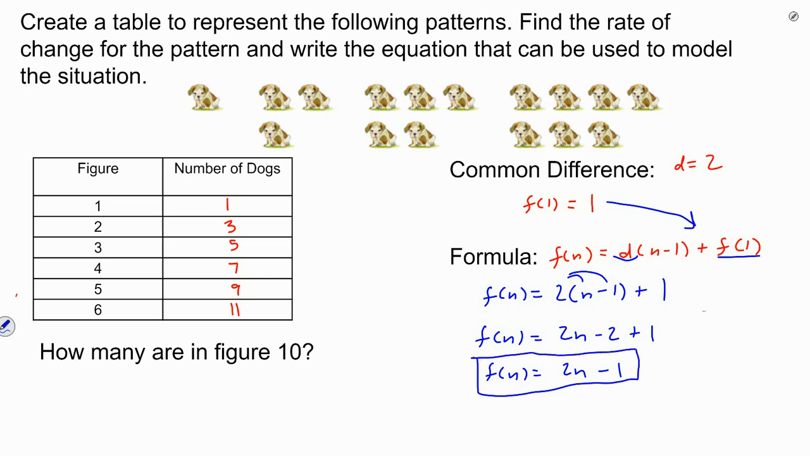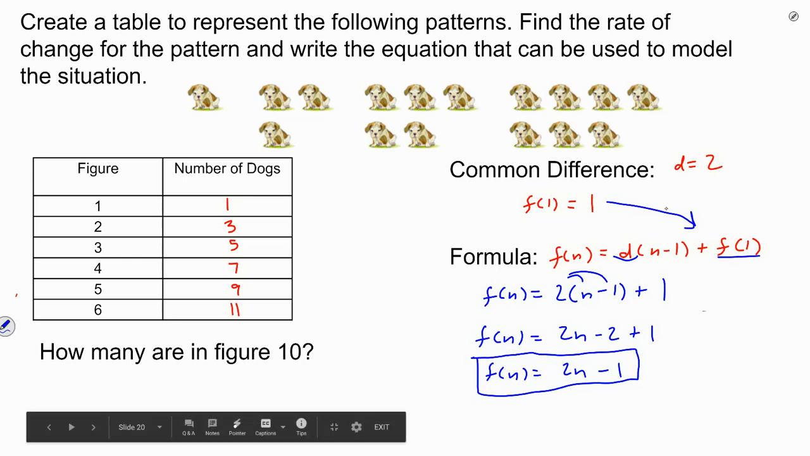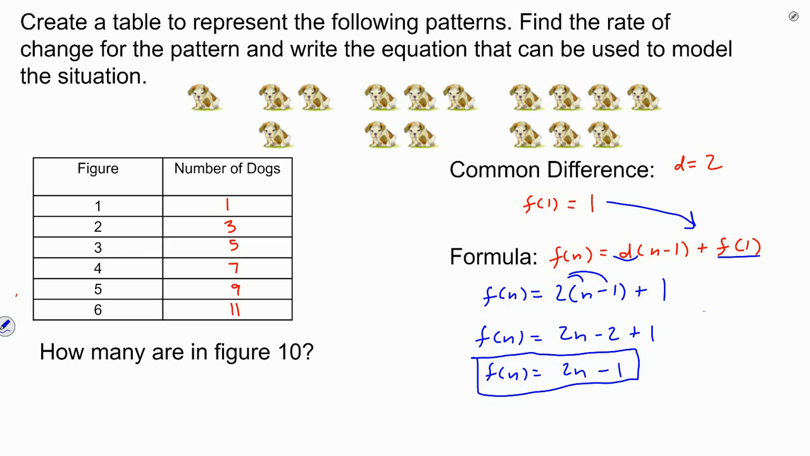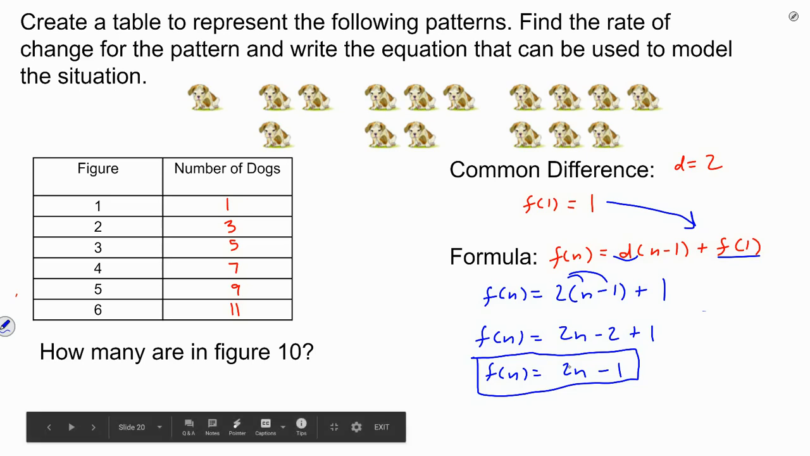Now I want to point something out here. If you notice, our common difference is 2, and 2 shows up right here in front of the n. That's not a coincidence. Now if I want to use this to figure out what's in figure 10, all I have to do is plug in 10. So 2 times 10 minus 1, which is 19. We did this earlier.